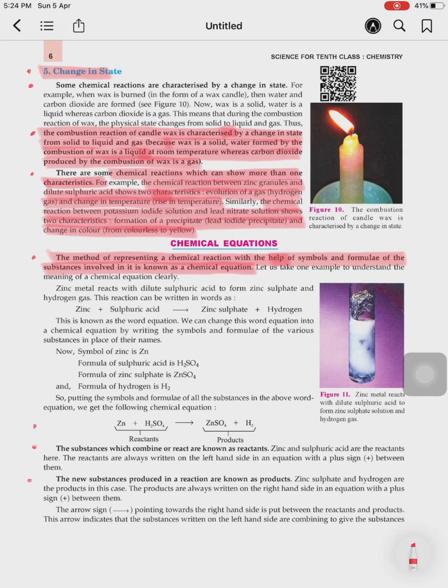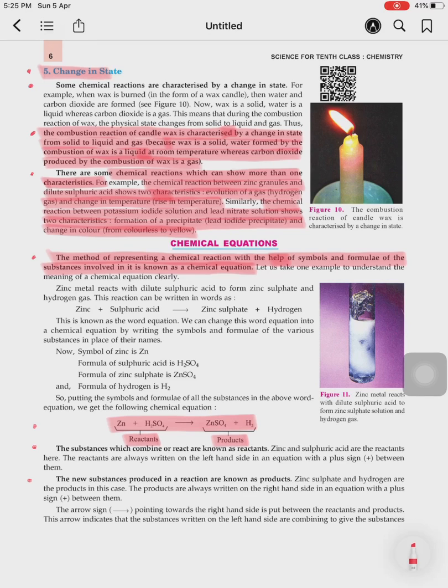So a chemical equation, for example, this has three parts. One is reactant, the other is product, and this arrow represents that the reactant is converted into a product. So these are the three important parts of a chemical equation.